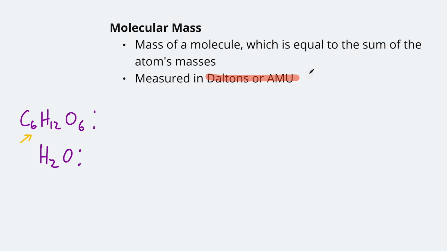So pull up a periodic table and look at the masses for these elements. I'm going to do rounding for these because on the MCAT you definitely always want to be rounding. The mass of 1 carbon would be about 12, and there are 6 carbons, so you're going to do 12 times 6. Then you do the same thing with each element and add all of those together.